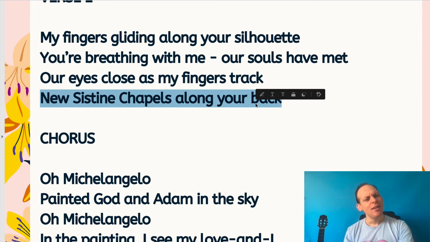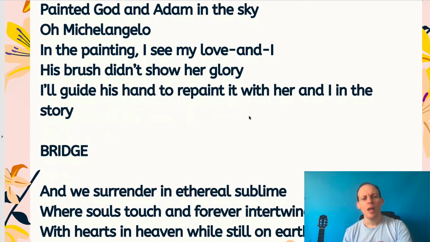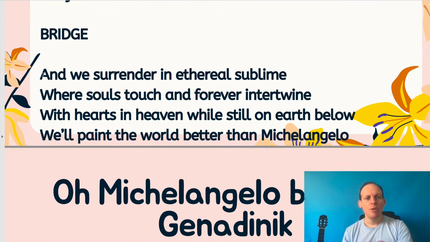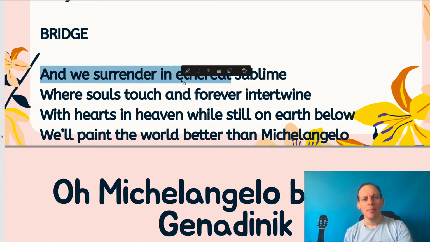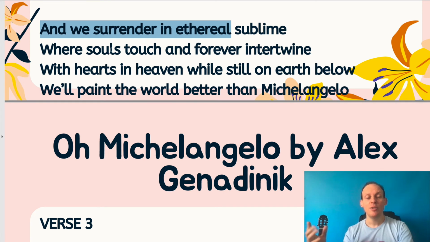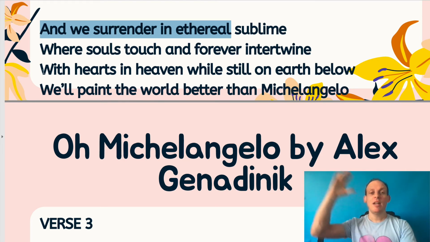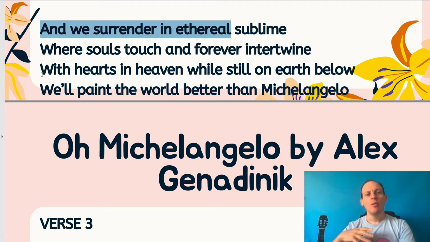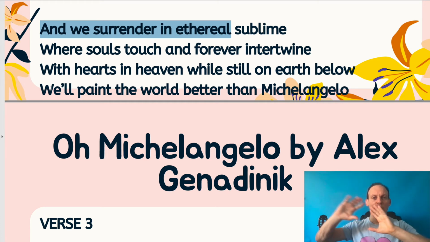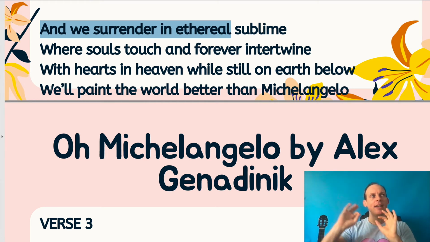And then a little bit later in the poem, I also have a few lines about this moment. "And we surrender in ethereal sublime, where souls touch and forever intertwine. With hearts in heaven while we're still on earth below." It's a little bit of that reference to that ethereal God moment, hearts in heaven, but we're still on earth below. "We'll paint the world better than Michelangelo." But you get the idea. It's "our souls have met," is that moment. Those are the words that I use to describe that abstract idea.